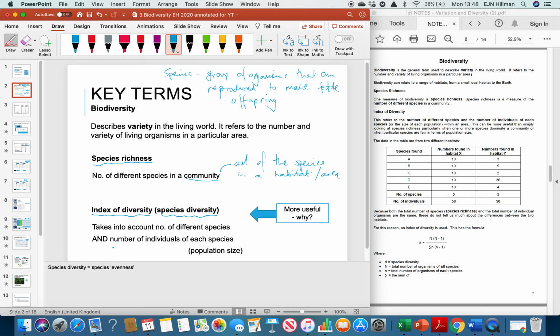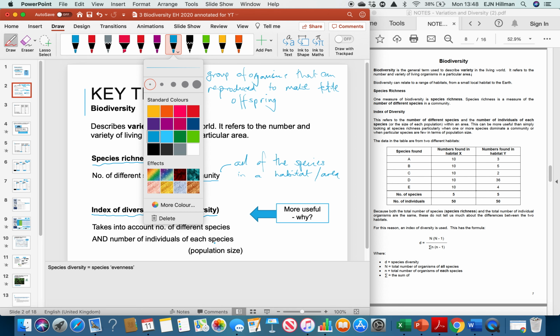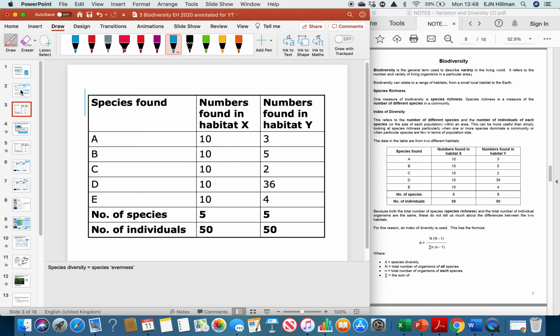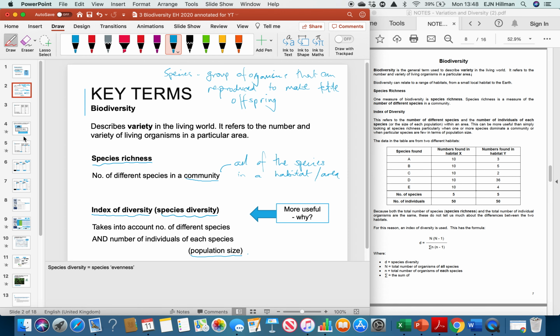That the number of individuals of each species is what we refer to as a population. So, when we consider the index of diversity, we consider the species richness and also the population size. You might think, why is that so much more useful?